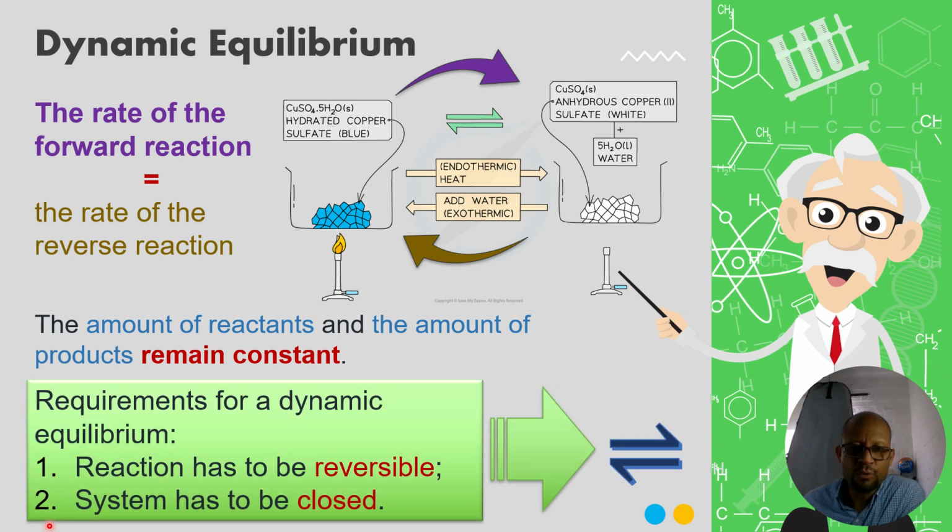Okay, now for dynamic equilibrium to come into effect, we need some requirements, and there are two basic requirements. And remember that both these requirements must be met. The reaction has to be a reversible reaction. I'm going to indicate it with a double arrow here, and the system has to be closed. It cannot be an open system, it must be a closed system.